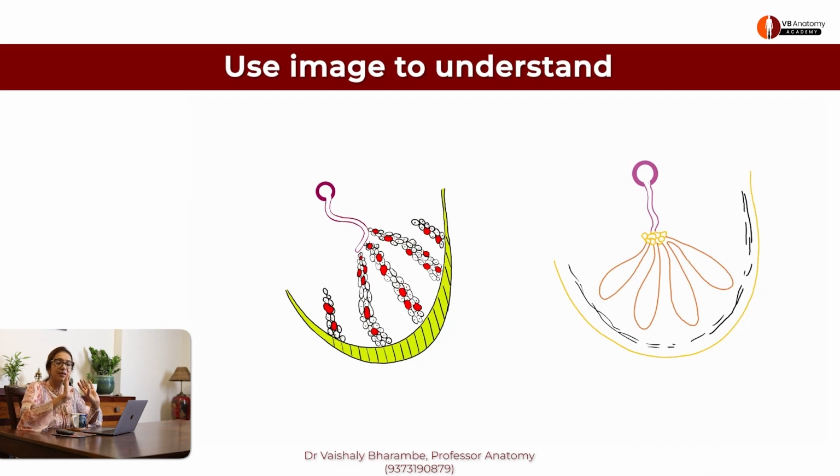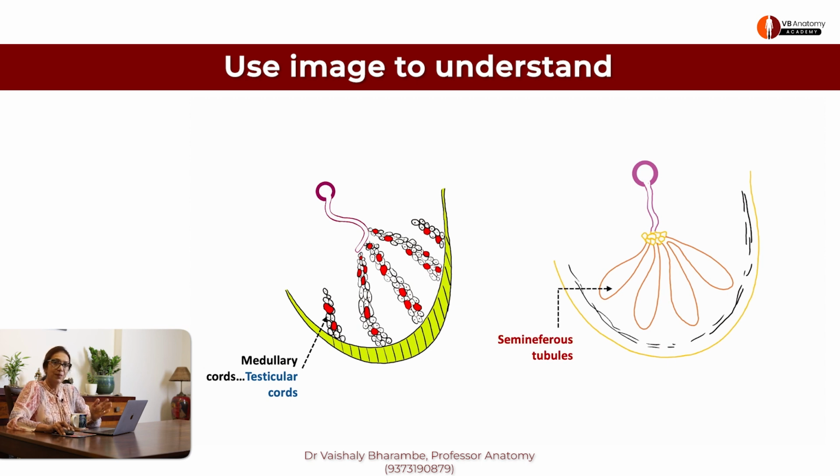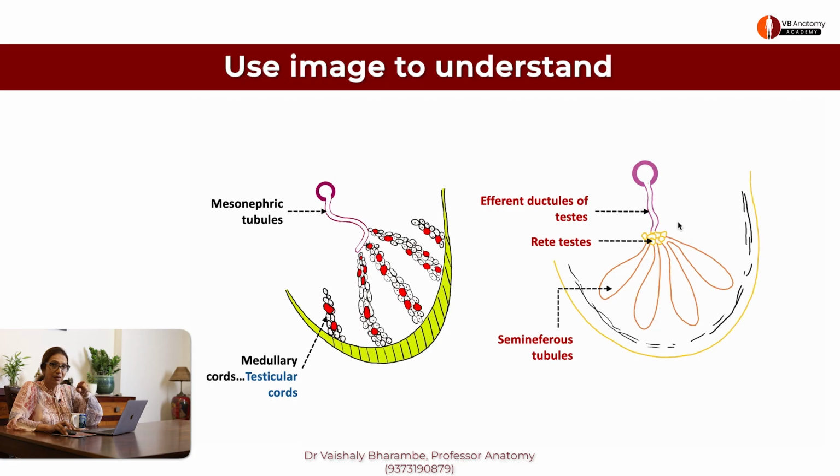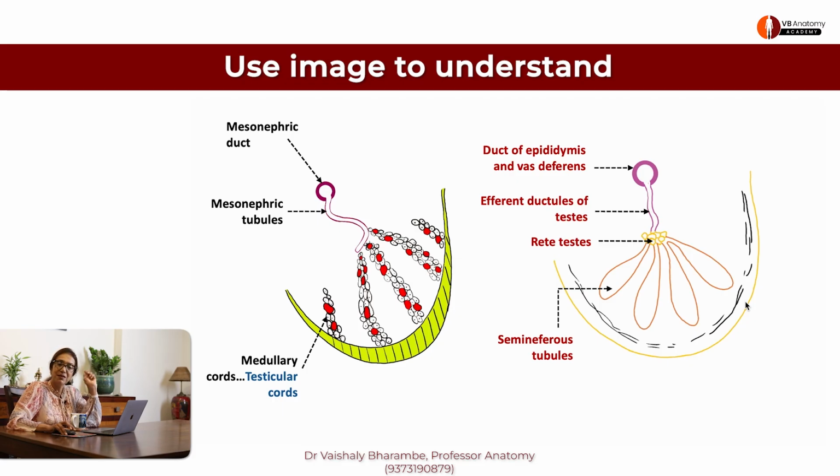Okay, so let's use this image to understand. Here you're seeing medullary cords, which are basically going to develop into testicular cords. You can see they will develop into seminiferous tubules. They will anastomose to form rete testis. Now these are draining into mesonephric tubules, which will develop into efferent ductules. Follow the path in your mind. Mesonephric tubules were draining into mesonephric duct, which is producing the epididymis and vas deferens. Again, watch the continuity. This is how the male reproductive system develops.